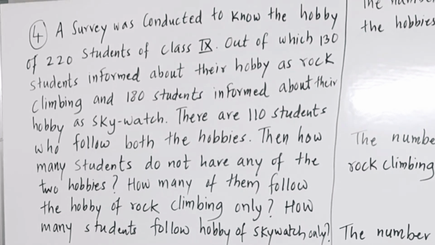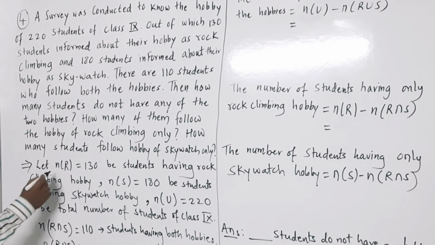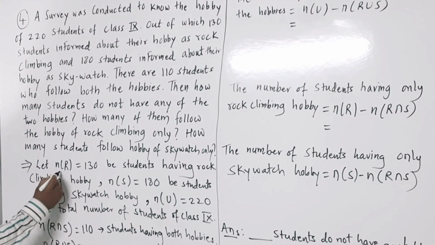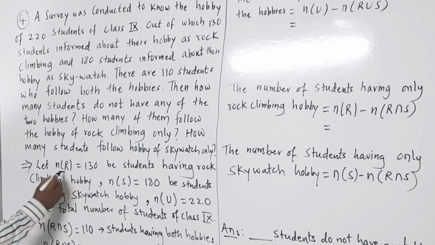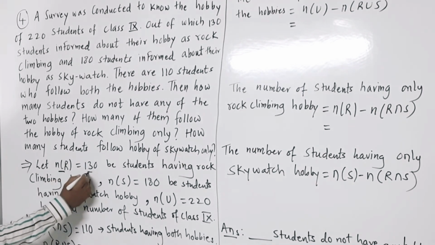So here in the example, let us assume n(R), the number of students having rock climbing as a hobby, is equal to 130.